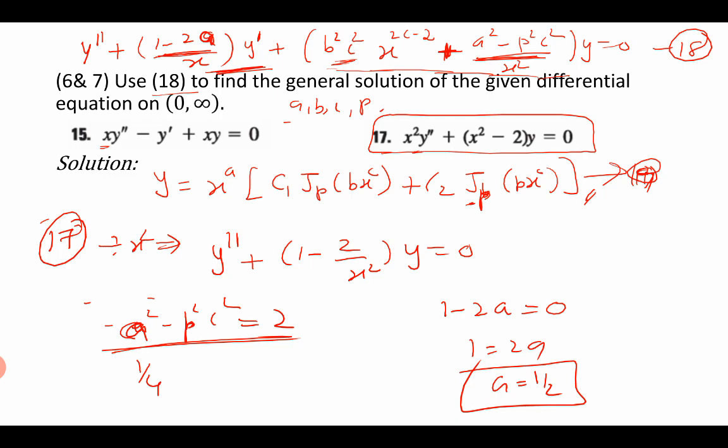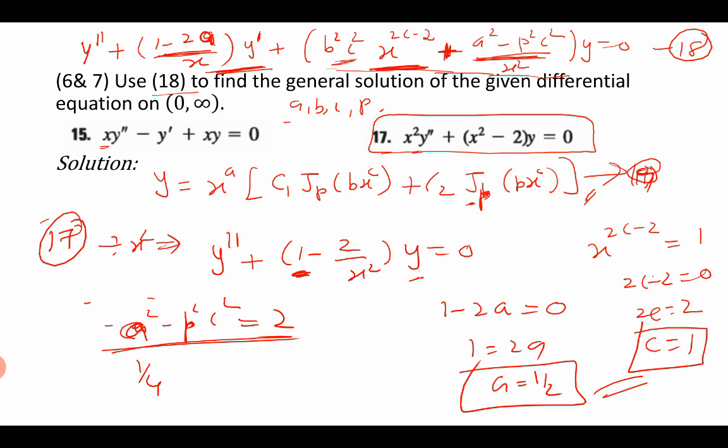Another piece of information: b squared x power 2c minus 2. In the coefficient of y there is no x here, so it should be x power 0. So x power 2c minus 2 is equal to x power 0, which is 1, isn't it? So it should be 1. Therefore 2c minus 2 is 0, 2c is equal to 2, c is equal to 1. We found a and c, anything else we will find p.